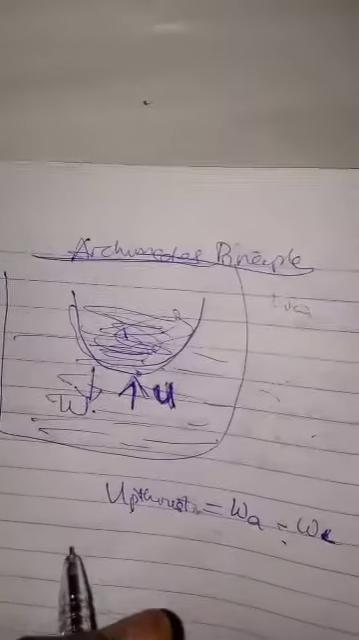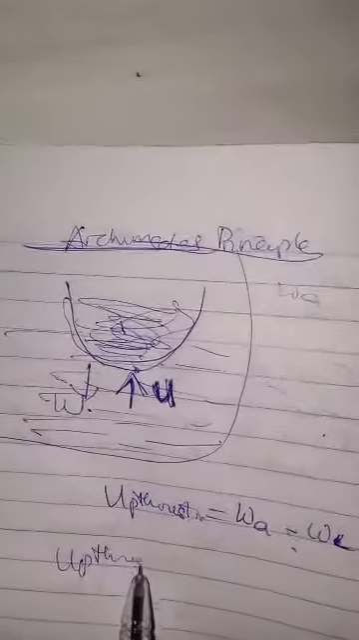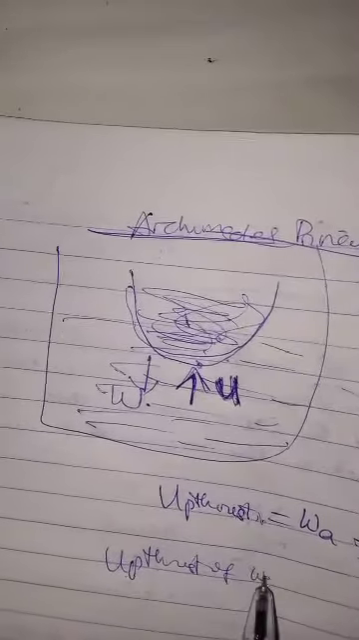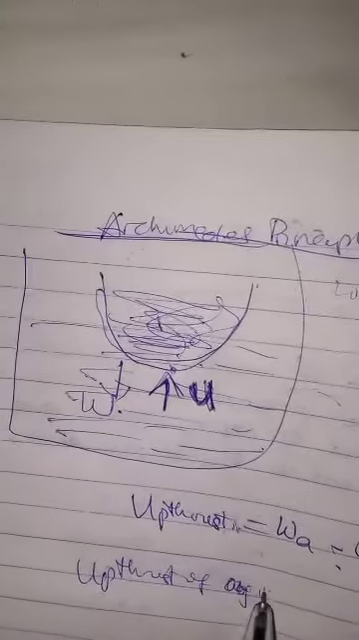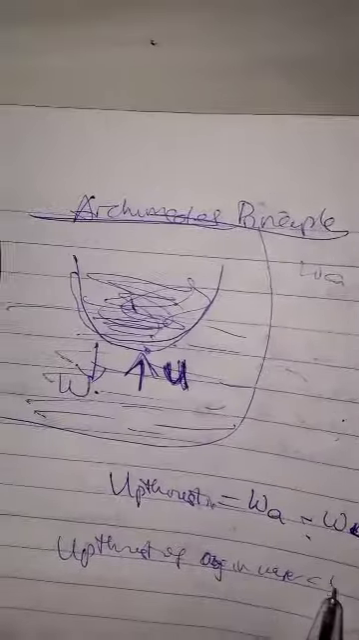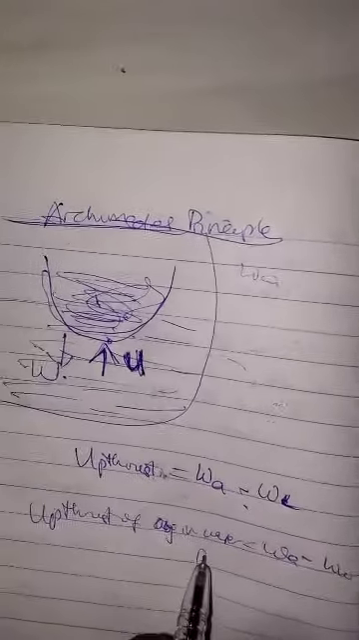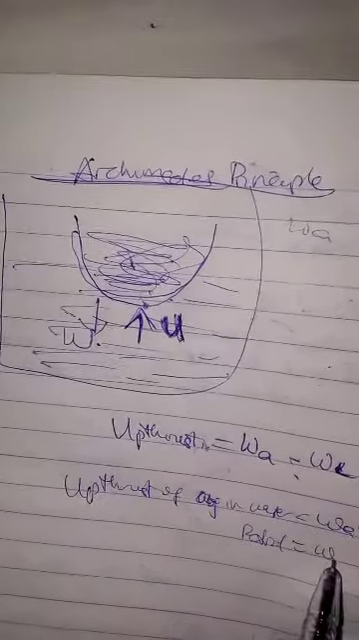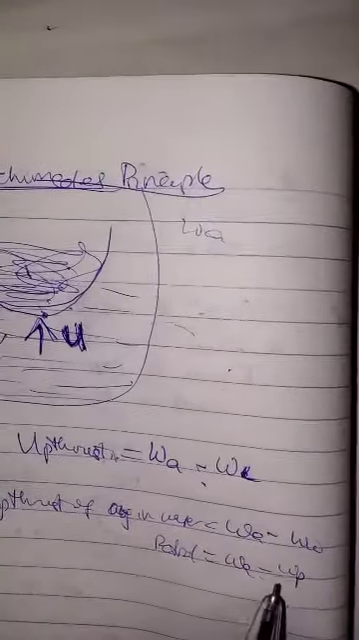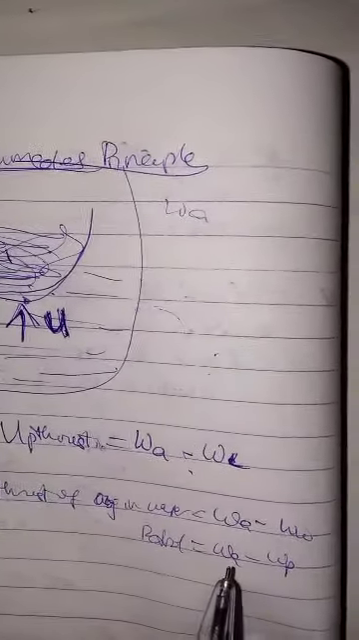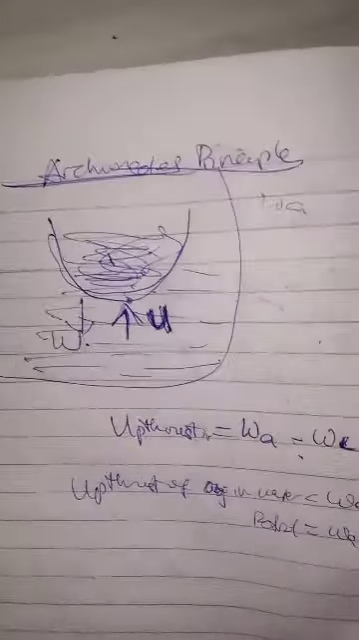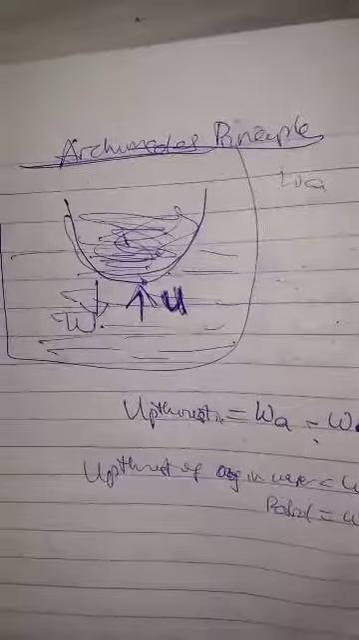So the upthrust in a liquid is weight in air minus weight in liquid. If I want to find the upthrust of an object in water, that will be weight in air minus weight in water. Upthrust of an object in petrol will be weight in air minus weight in petrol, and all of that. I hope you get it now. That's just that. That's what an upthrust is.